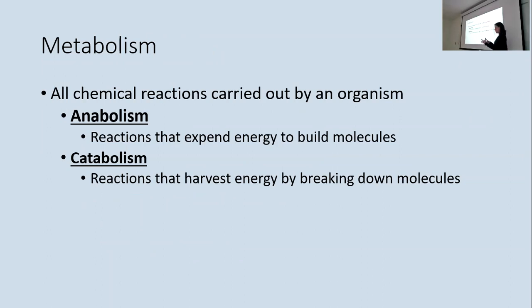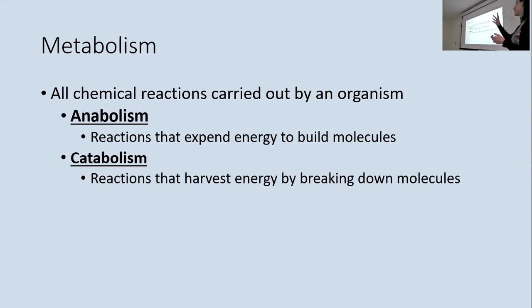Metabolism is just all the chemical reactions that your body is doing. If you have an organism, every chemical reaction going on in that organism's body, collectively, is its metabolism. We've got all these chemical reactions, and they can be divided into two main categories. They can be either anabolic or catabolic. We can refer to them as anabolism or catabolism.